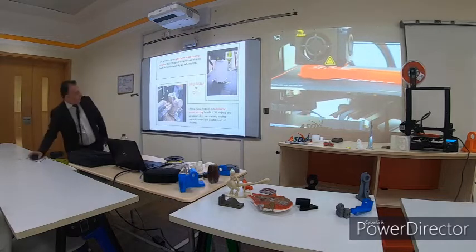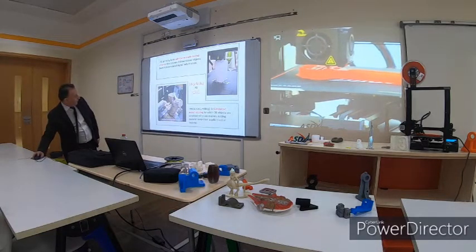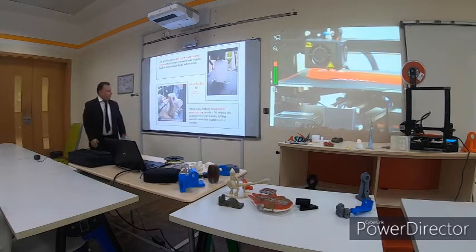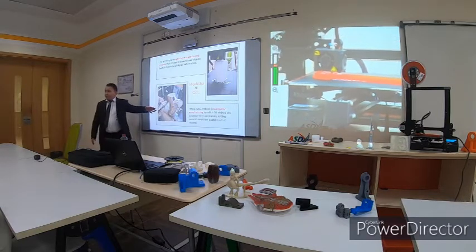The other example of subtractive is CNC machines. See? This is a piece of wood.